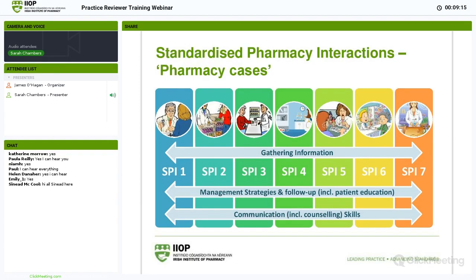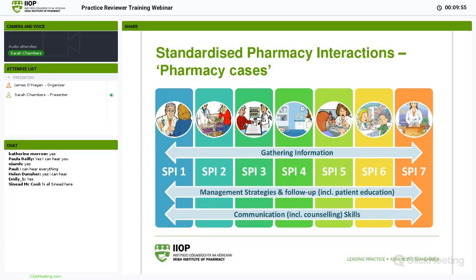As you can see here, it outlines the 7 SPI stations, and you can see the 3 competencies: gathering information, management strategies, and communication skills. These competencies are marked across all 7 interactions. The main thing to take away from this slide is that if a pharmacist forgot to gather information, for example, in an SPI which you were reviewing, they may not receive the checklist points or global rating in that SPI, but they do have 6 other SPIs in which they can make this up, so to speak. It's their collective score for gathering information that counts.